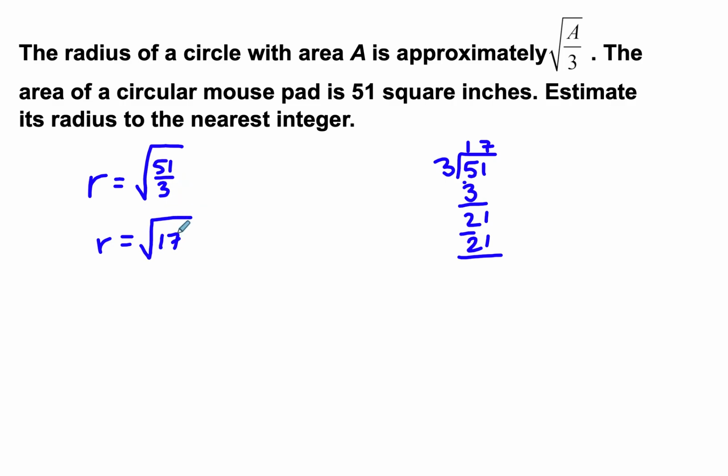We're using 3 here instead of pi. That's why they said approximately. Okay, so square root of 17 to the nearest integer. Well, I know the square root of 16 equals 4. I know the square root of 25 equals 5. 17 is only 1 unit away from 16. It's 8 units away from 25. It's much closer to that. So we're going to round to the nearest integer. It's going to be about 4. And then we need a label because it's a story problem, so inches.